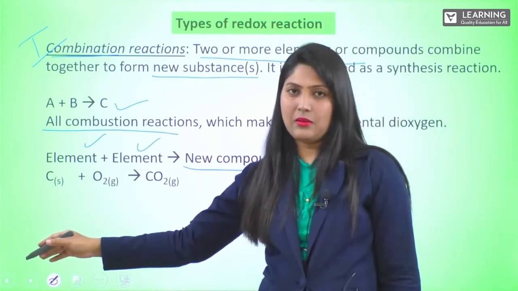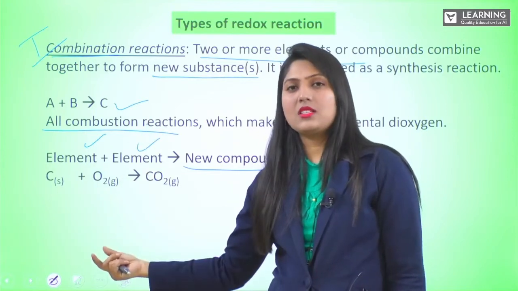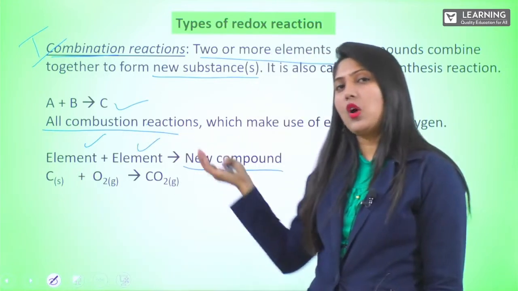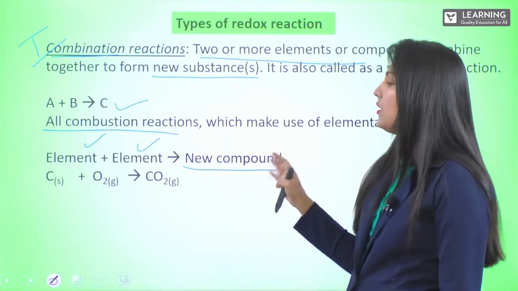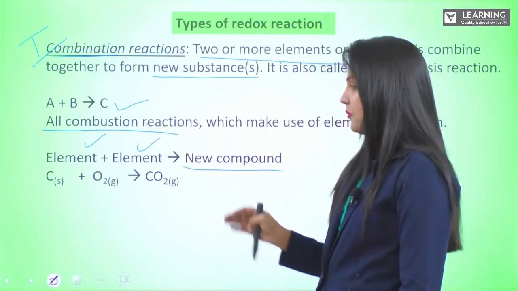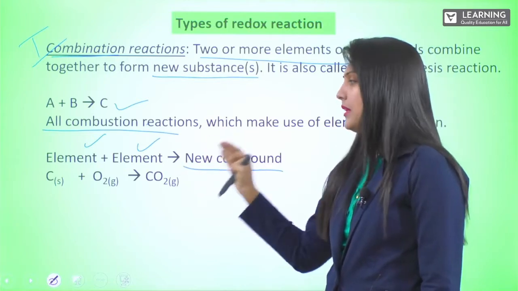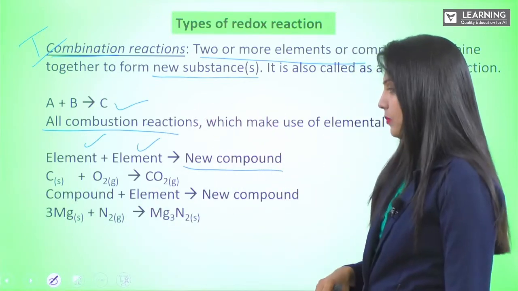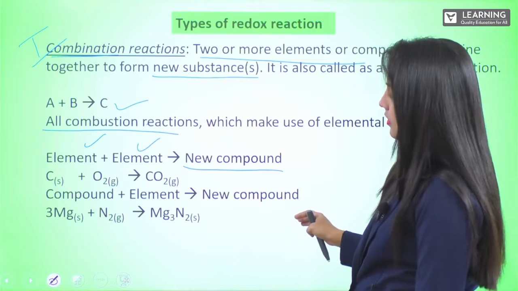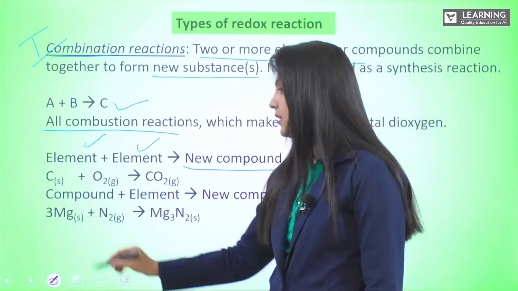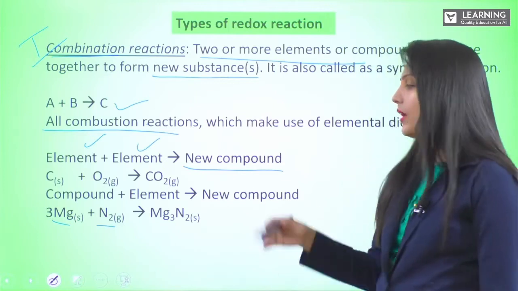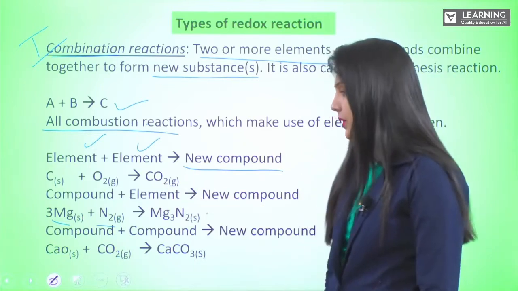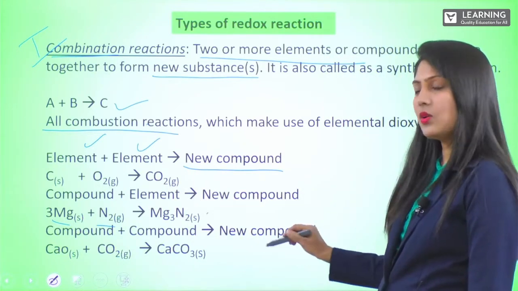So carbon is an element which is made up of only carbon atoms. Oxygen is an element which is made up of only oxygen atoms. When they both combine to form carbon dioxide or carbon monoxide, which is a new compound. So this is how we have an element combining to give a new compound. Now we have a compound and an element combining to give a new compound. We can take some other examples later, where magnesium and nitrogen react to give magnesium nitride. This is not an example of compound and element, it is element and element. Okay, coming to compound with compound, which gives you a new compound.